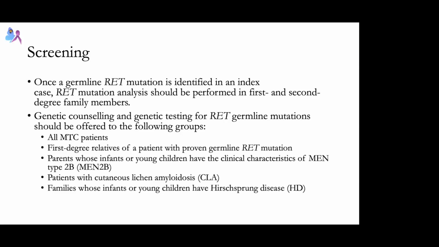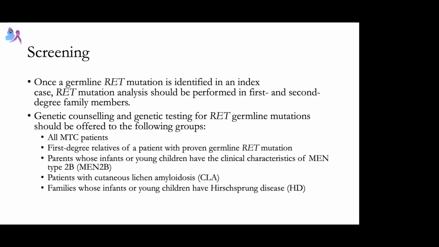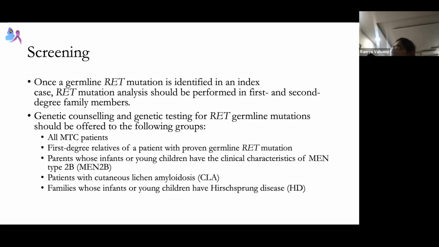MEN2B would have mucosal neuromas, ganglioneuromatosis, marfanoid habitus. In infants, yeah, mucosal neuromas could be there. Mainly. Yeah, in Robbins, there's a diagram also of this baby having this one.